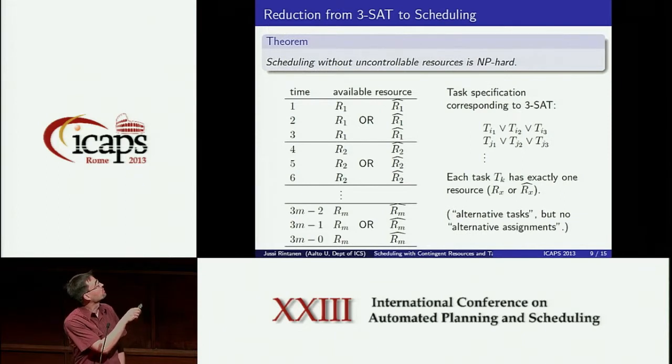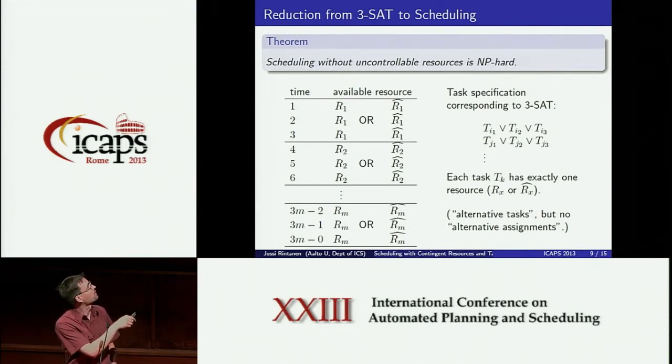So at each time point we choose either use these resources or these resources and can complete certain tasks. Step by step going through this whole thing, and if the scheduling problem has a solution, then the 3-SAT problem is satisfiable and the other way around. So simple reduction from SAT to scheduling shows that problem is NP hard.